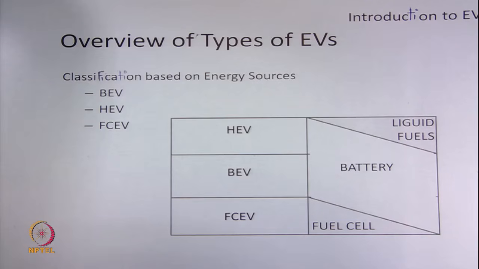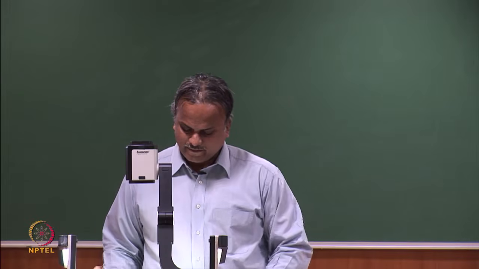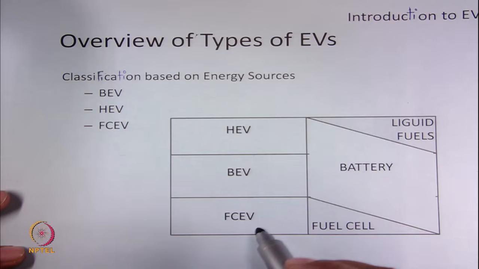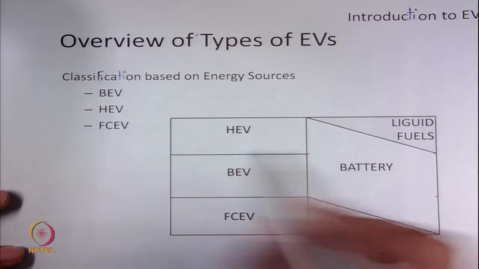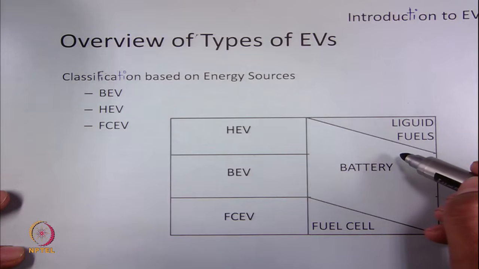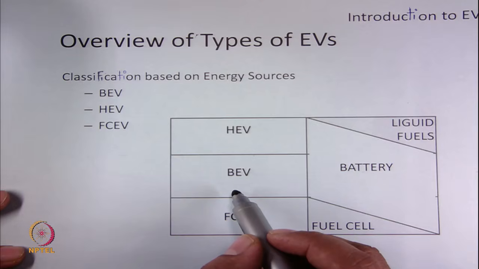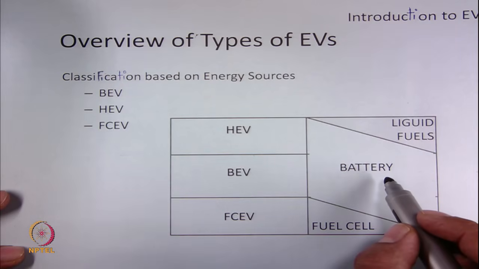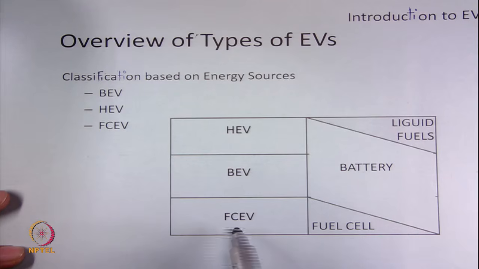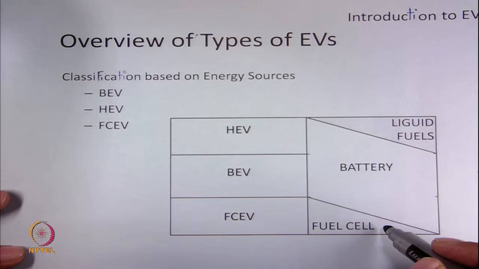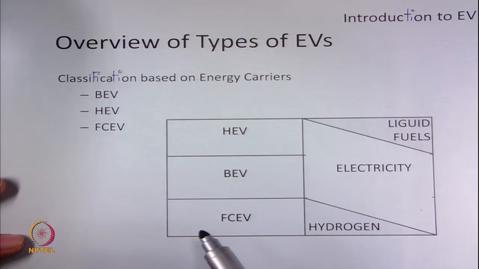If we classify the EVs on the basis of energy sources, pure electric vehicle will be further classified into battery electric vehicle and fuel cell electric vehicle. So, an HEV uses both liquid fuel and battery as energy source, while a battery electric vehicle uses battery as a sole energy source. On the other hand, a fuel cell electric vehicle uses both battery and fuel cell as energy sources. A similar classification can be done on the basis of energy carriers, where the energy carrier for battery is electricity, while the energy carrier for a fuel cell is hydrogen.